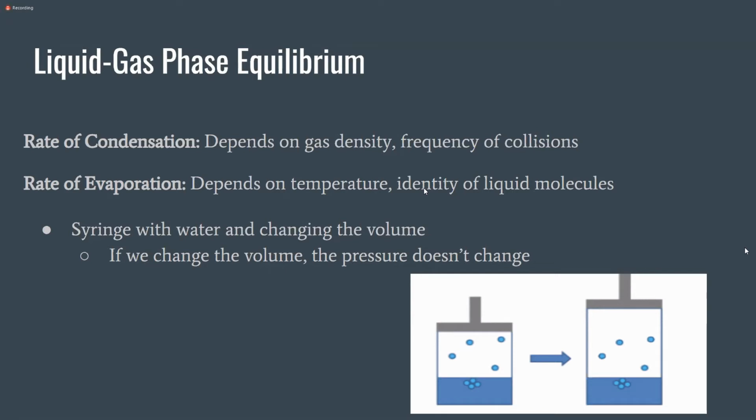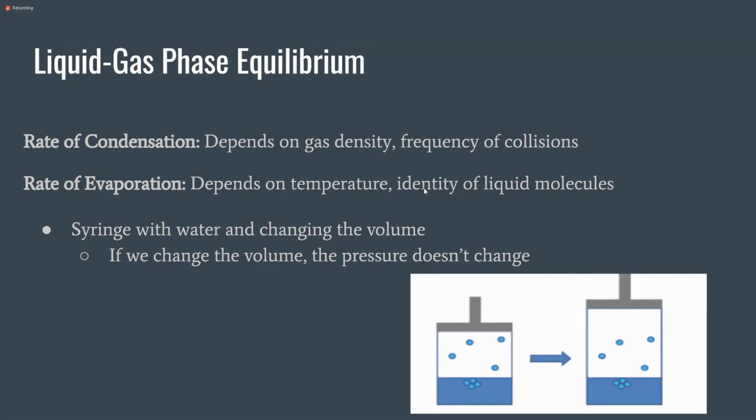So instantaneously, when we increase the volume, because we haven't changed the number of molecules in the gas phase, we have N over V, and V is going to be greater. So we expect to have a lower density. So this means at a given time, there's fewer gas molecules near the surface of the liquid. So we expect the rate of condensation to go down. We've lowered the density, so we expect the rate of condensation to go down when we increase the volume.